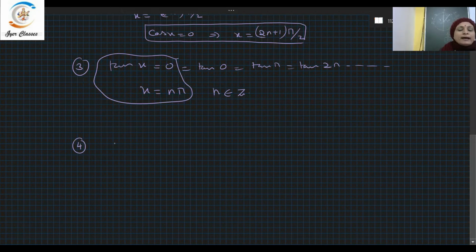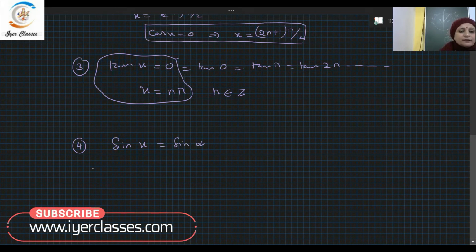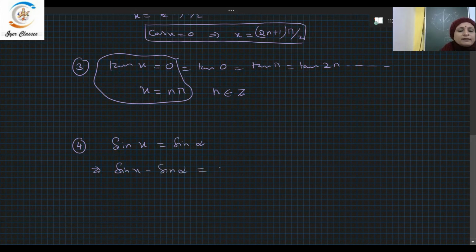Suppose I have got sine x is equal to some value which is equal to sine alpha. Sine x is equal to sine alpha. तो इसका मतलब क्या हो गया? Sine x minus sine alpha is equal to 0. किस चीज का फॉर्मूला आ गया? Sin c minus sin d का फॉर्मूला आ गया. आप सबको मालूम है इसका फॉर्मूला क्या होता है? 2 times sin of c minus d by 2.